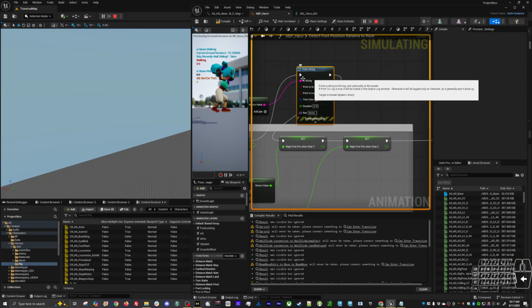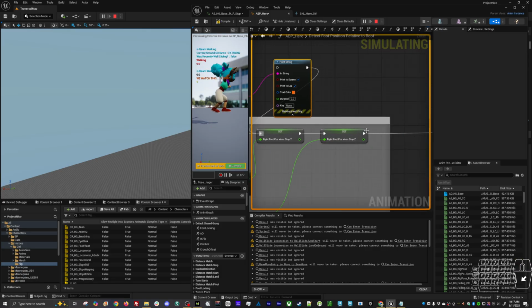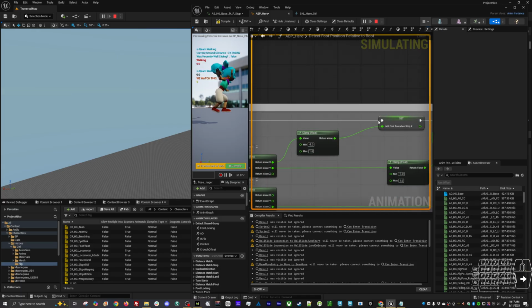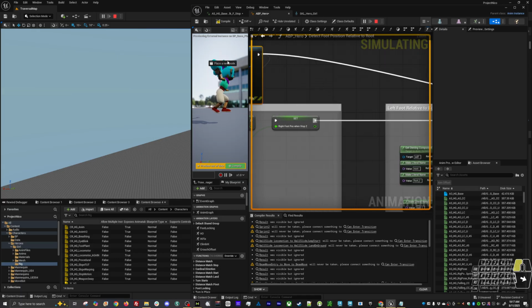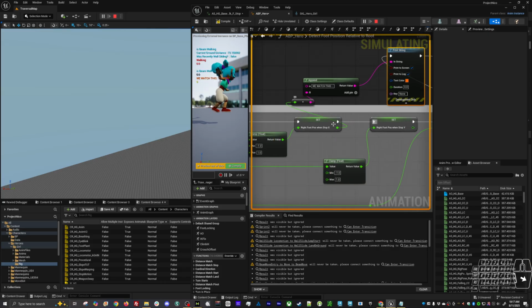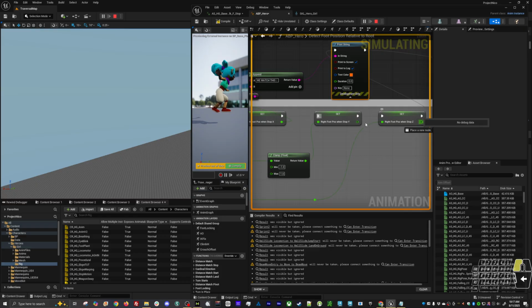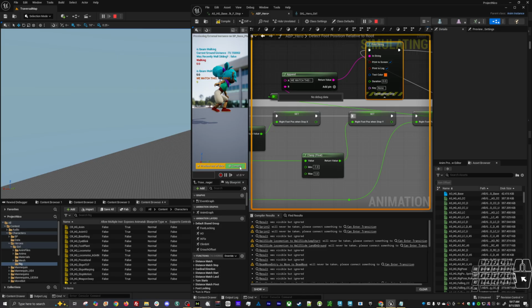So if we put this at the end, let's bypass this. We're gonna bring this one over. And we're gonna put this at the end here. There we are. So let's check Z. That's the one. We're checking Z now while we're moving forward and backward.